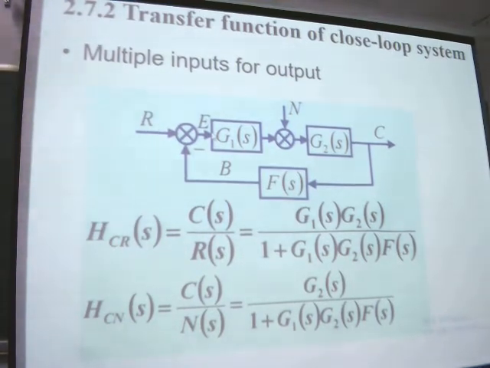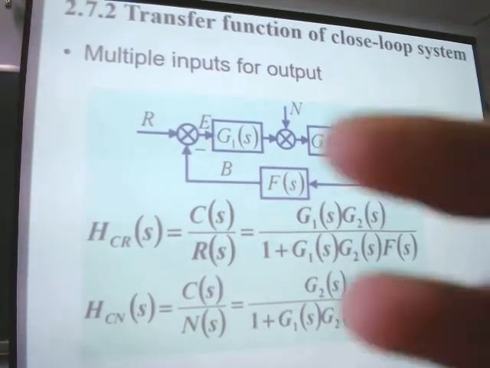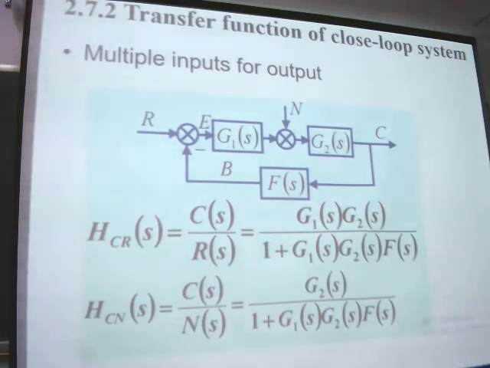Here we can see what we have studied: the transfer function. Here R is the input, but this N is turbulence. Turbulence can also be seen as an input.